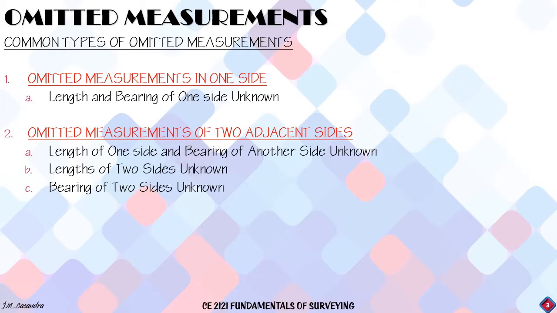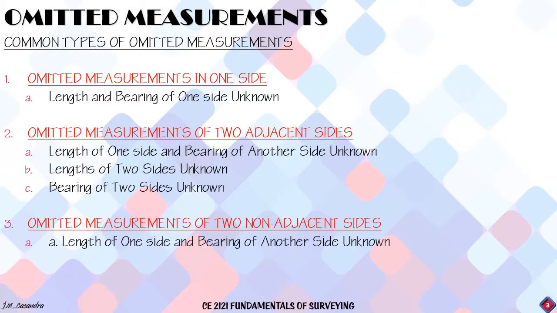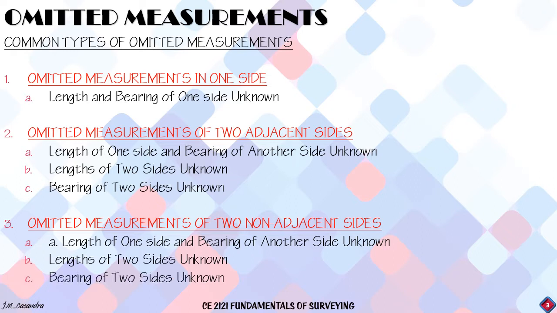The last common type for omitted measurements are the omitted measurements of two non-adjacent or non-adjoining sides, which will have the same cases as the second type. So case 1, it's when one side is unknown for the length and the other side has an unknown bearing. Case 2, the length of the two sides are unknown. And case 3, the bearing of the two sides are unknown.